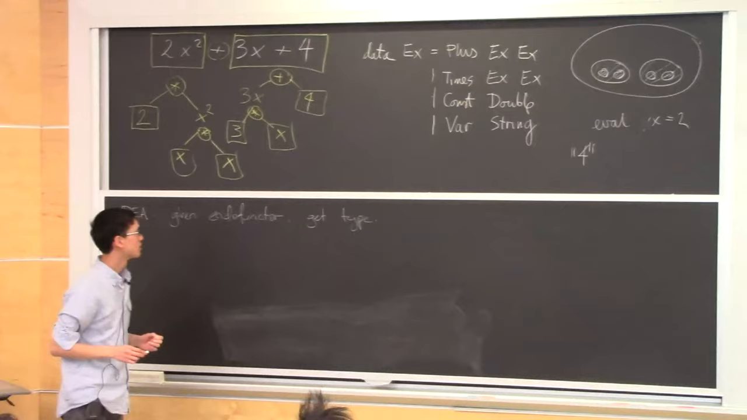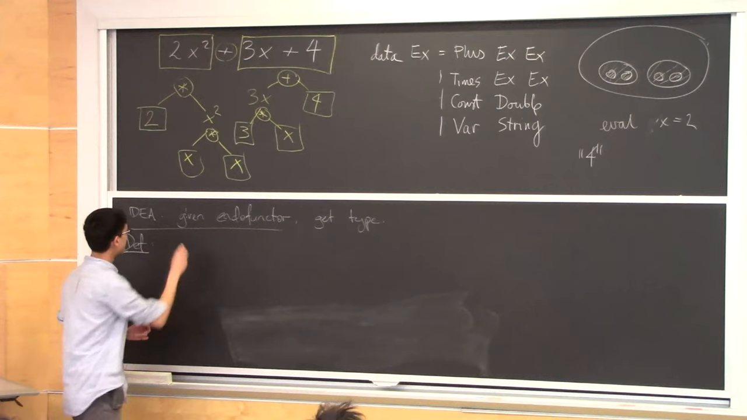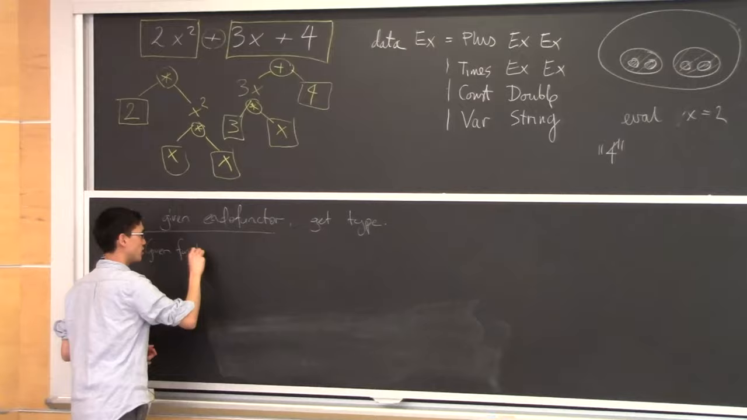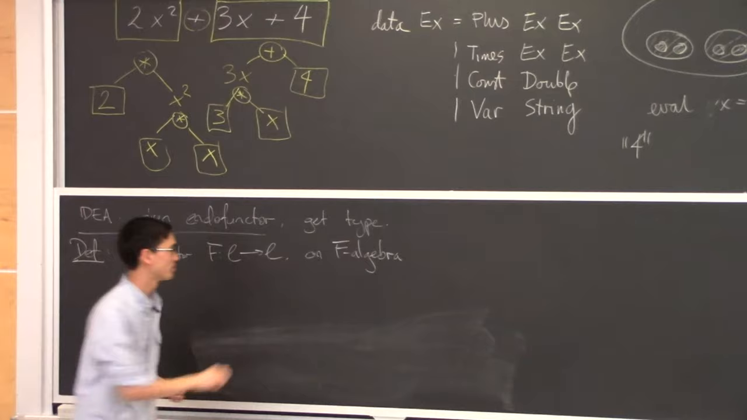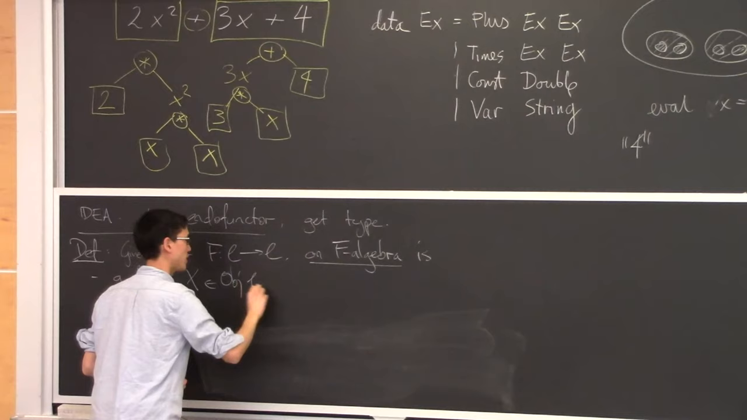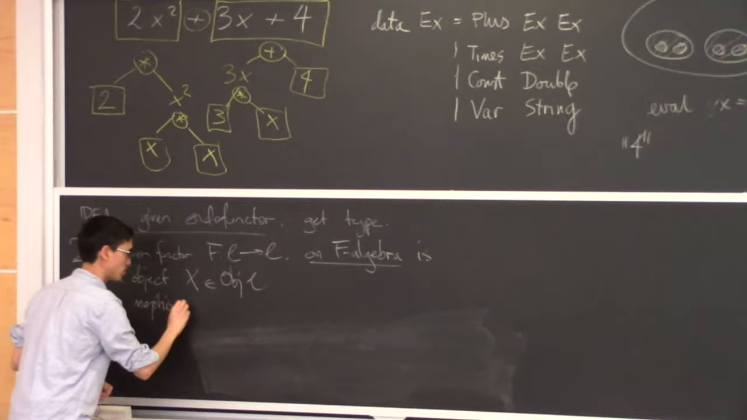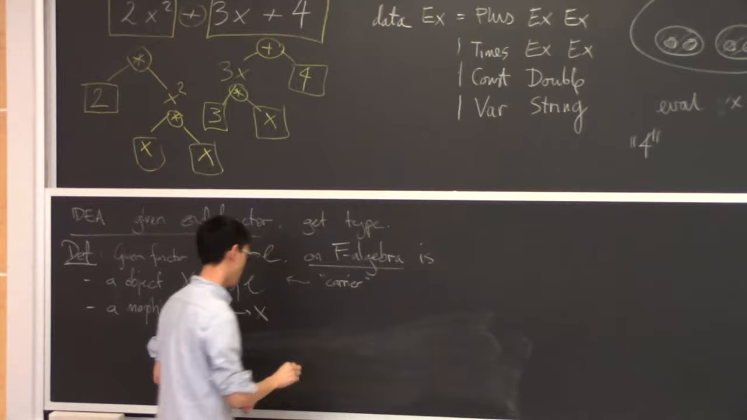OK. So how do we make this idea precise in category theory? We start with a bunch of abstract-looking definitions. So, given a functor f, an endofunctor from some category C to C, an f algebra, or just an algebra, if it's clear which functor you're talking about, is two things. It's an object, which I'm going to call x, an object of C, and a morphism from fx to x. We call this thing the carrier. This object carries the algebra, and this thing is the structure map.